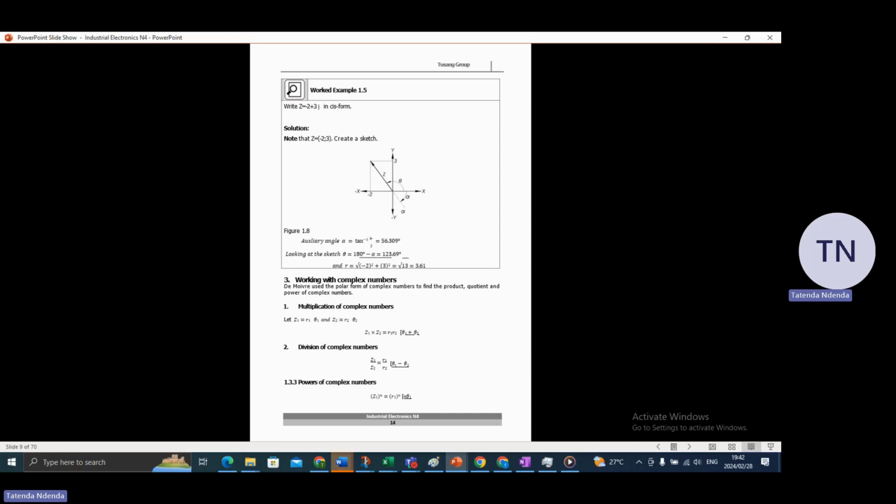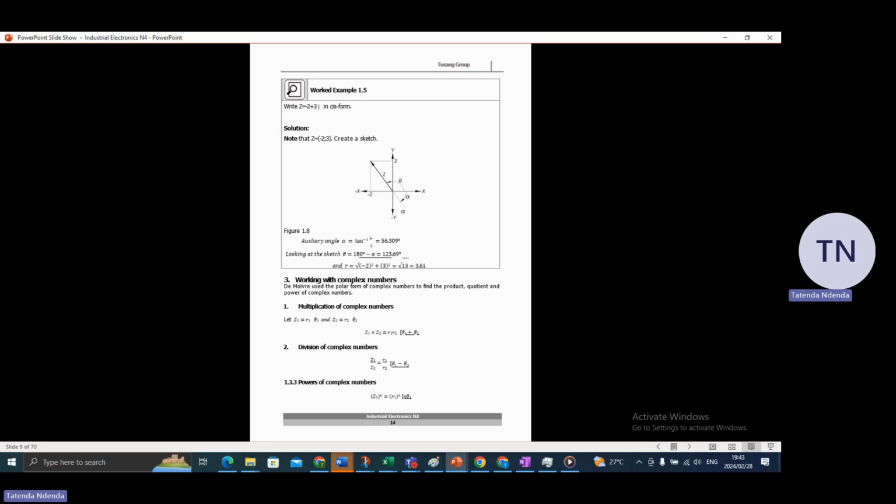Now, looking at the sketch, theta is equal to 180 degrees minus alpha, so we get that one. They just wanted to get the other angle at the other end. But now to get r, it's going to be -2 squared. You can even use 2 squared because we are dealing with units. So it's -2 squared plus 3 squared, then you get root of 13, which is equal to 3.61.